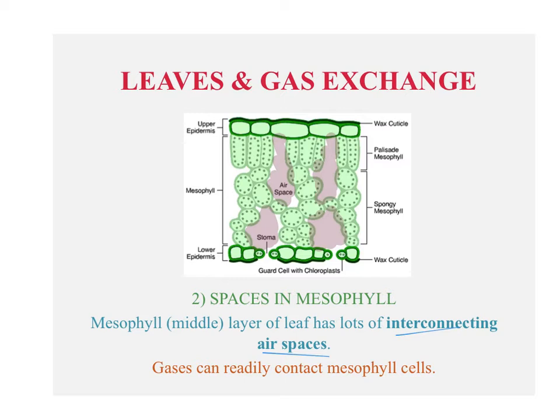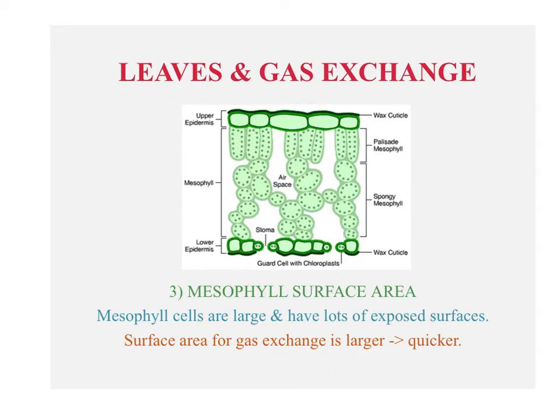better for the plant. And the final adaptation is to recognise that the mesophyll has a large surface area. So all of these air spaces mean that we've got a lot of space, a lot of surface for gases to diffuse into. If you imagine this spongy mesophyll layer was quite flat or not even spaced out at all, you wouldn't get as much surface area.